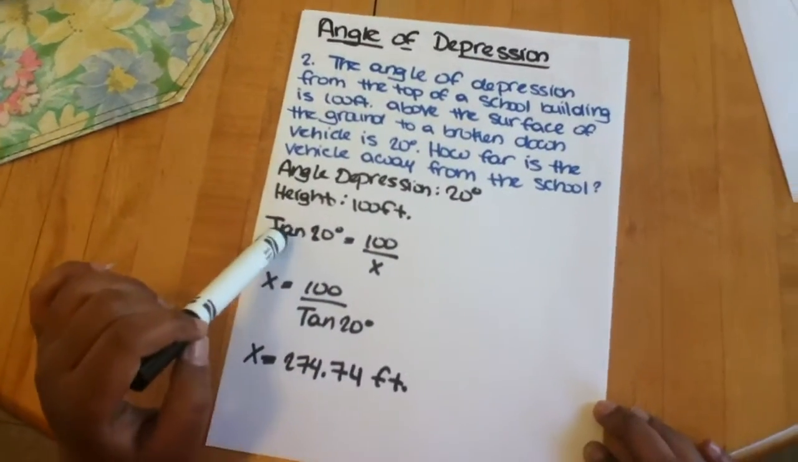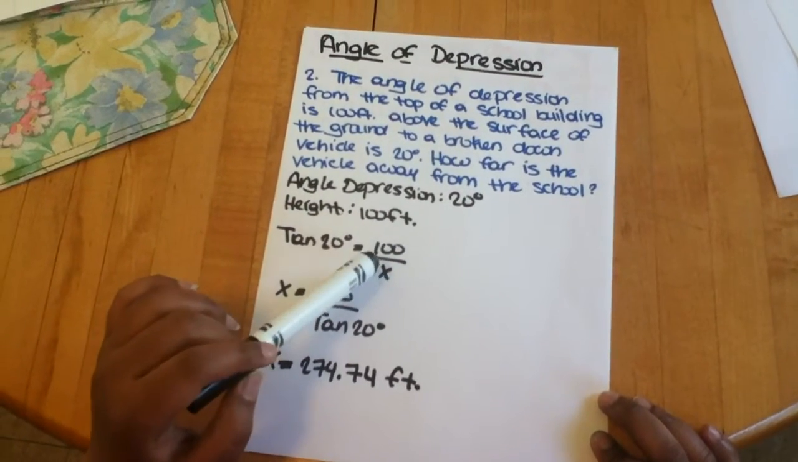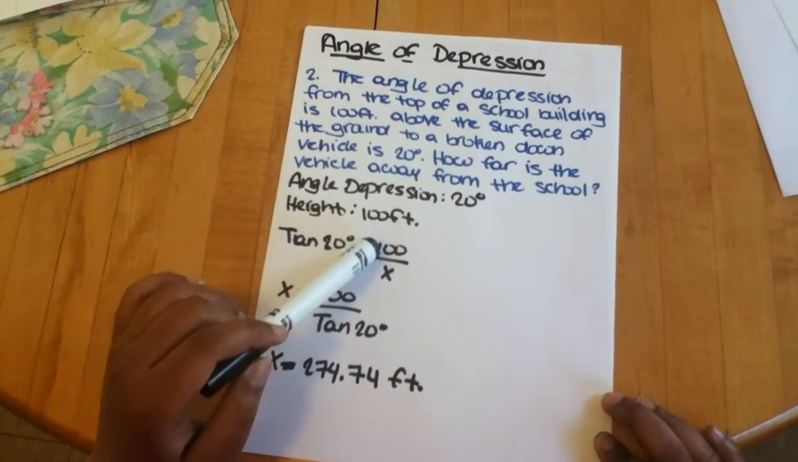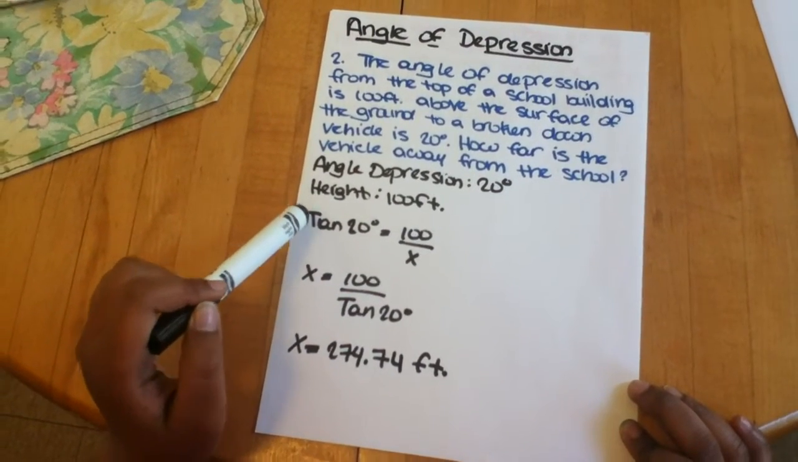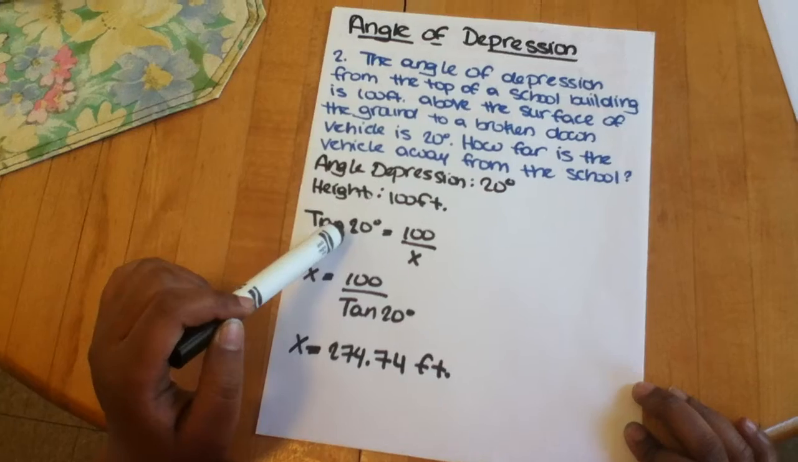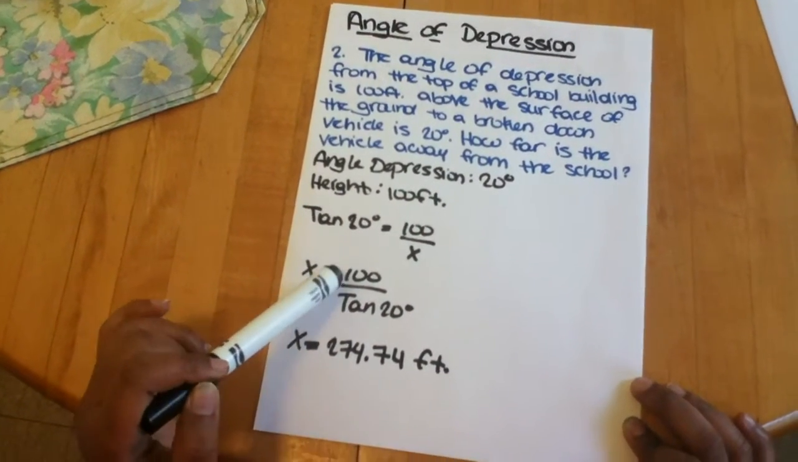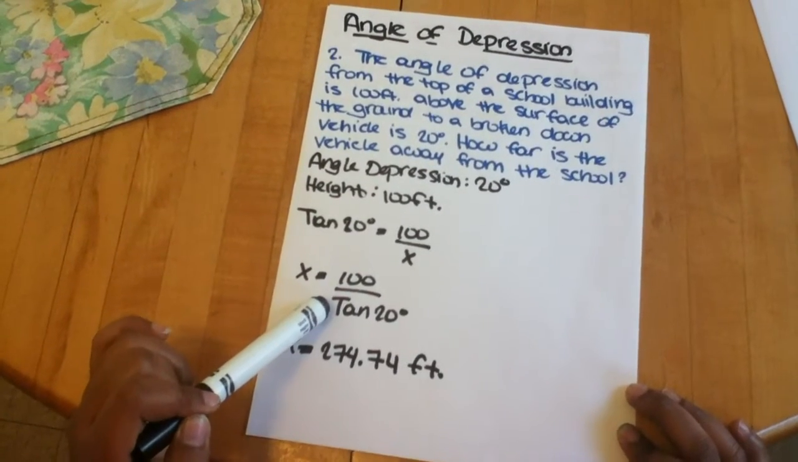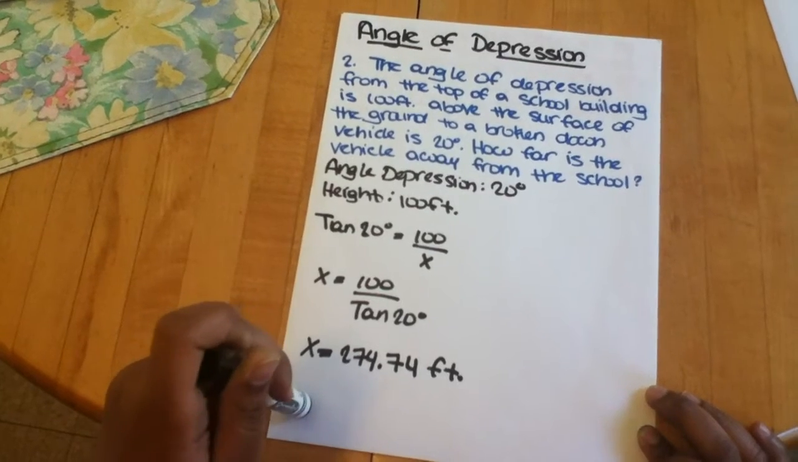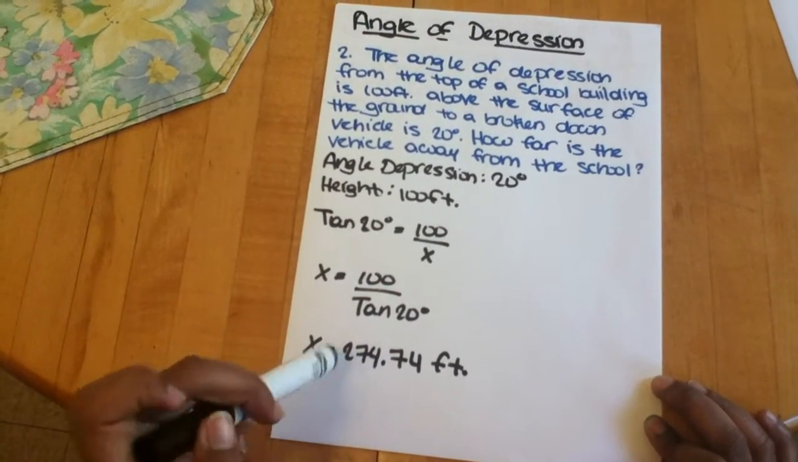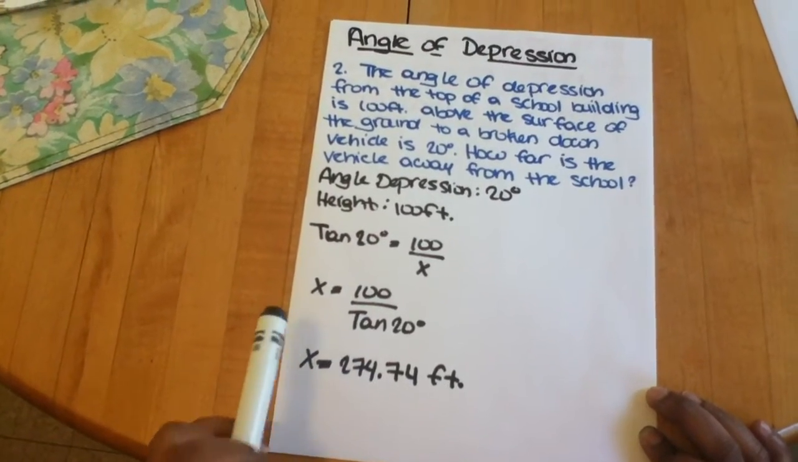We're going to be using tan again, but instead of putting x at the top, we're going to be putting x at the bottom because we have the height instead of the adjacent. So our equation will be tan of 20 degrees equals 100 divided by x. We're going to cross multiply, and it will be x equals 100 divided by tan of 20 degrees. And that will equal x equals 274.74 feet. And that will be how far away the vehicle is from the school.